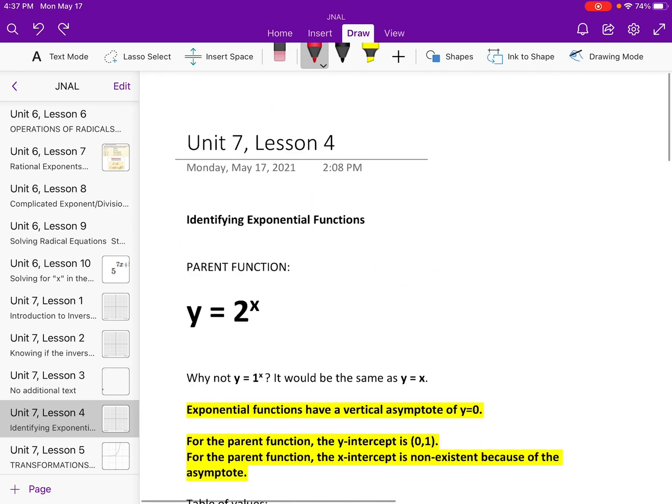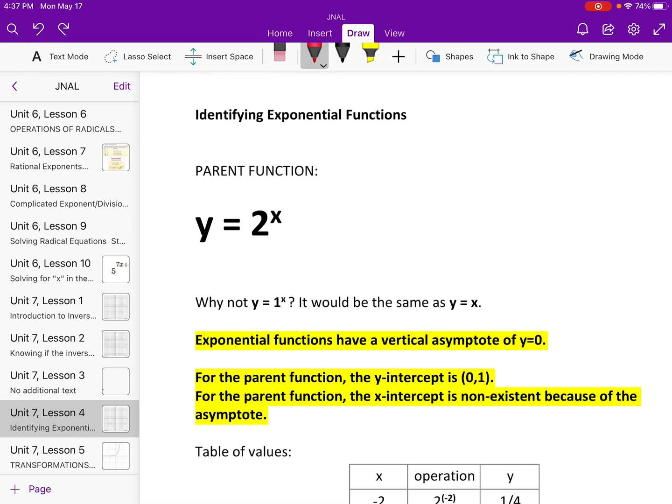So that's what our exponential functions look like, and we'll see the transformations of them in the next video.